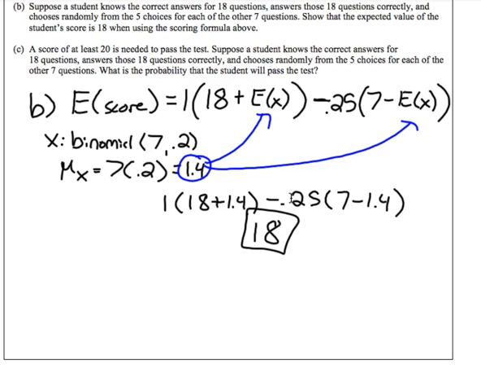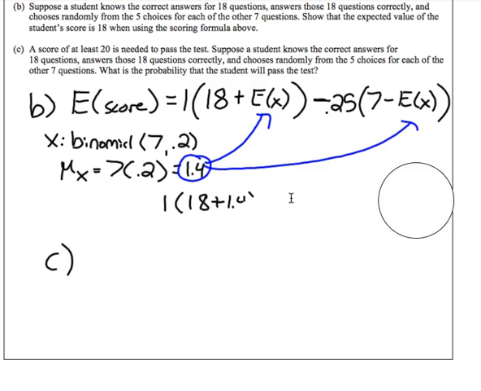Now, part C. So part C says a score of at least 20 is needed to pass the test. Suppose a student knows the correct answer for 18, answers those right, and then randomly guesses for the other 7. So basically the situation we just constructed, right? And we want to know the probability the student will pass the test.